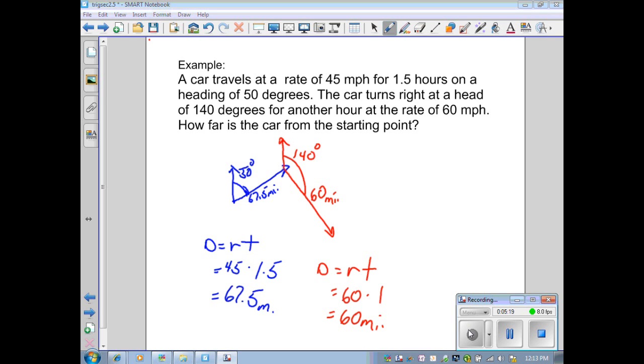But the question of the problem is, how far is this car from my initial starting point? So I can draw a line to connect those 2 points. Then I need to determine the length of that green line to find the solution to the problem.